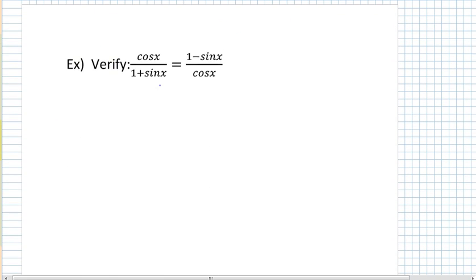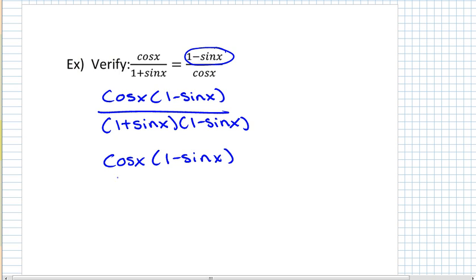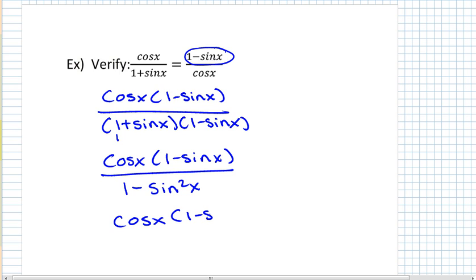So for example, here, since the denominator is 1 plus sine x and you have 1 minus sine x in the numerator, let's multiply by 1 minus sine x. So you get cosine x times 1 minus sine x, and that's over 1 minus sine squared when I FOIL there. And then remember, 1 minus sine squared, you guessed it, is the cosine squared.